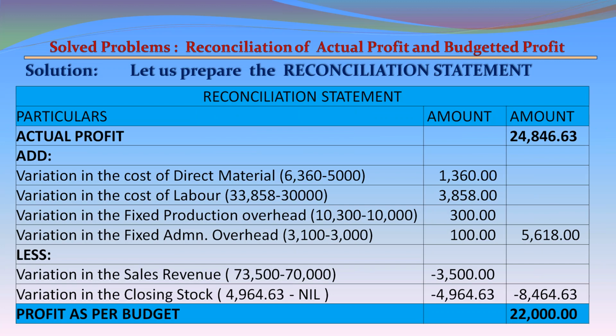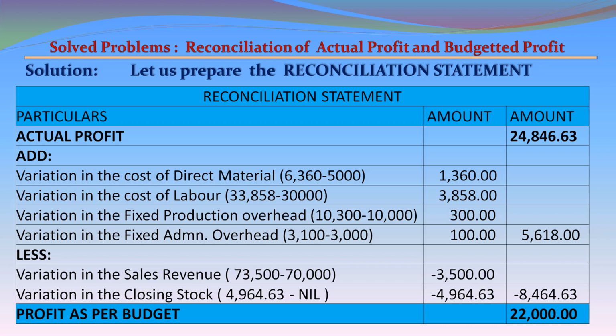Reconciliation statement. Particulars, amount. Actual profit 24,846.63. Add variation in cost of direct material 6,360 minus 5,000, 1,360. Add variation in the cost of labor 33,858 minus 30,000, 3,858. Add variation in the fixed production overhead 10,300 minus 10,000, 300. Add variation in the fixed admin overhead 3,100 minus 3,000, 100. Total 5,618 is to be added to the actual profit for the purpose of reconciliation.